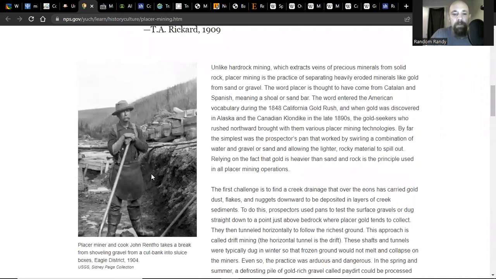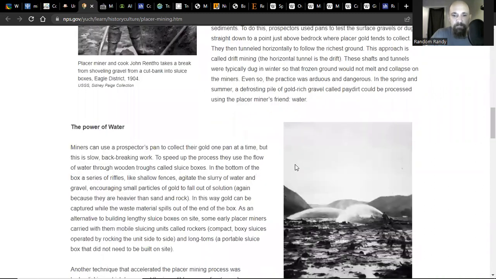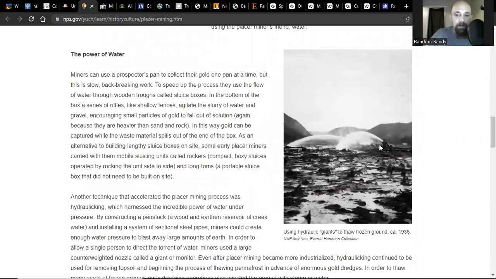Okay, so this is what we know of mining, right? 1848 California gold rush, Canadian Klondike, late 1890s. This is how we understand mining happened, using hydraulic giants to thaw frozen ground in California. Hydraulic giants, massive hoses. Okay.